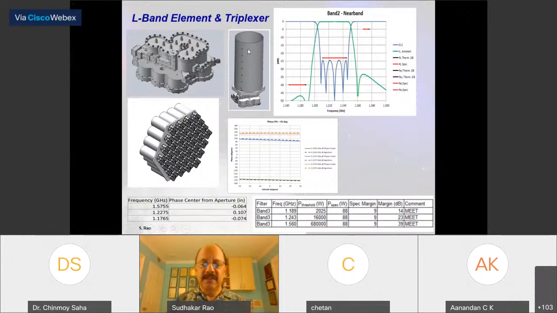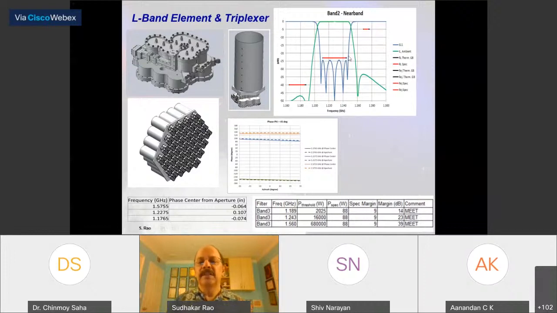So the phase centers are actually, yeah, you can see it here on the bottom left. At L1, L2, and L5, 3 different frequencies, they vary only within 0.05 inches. So we'll get very good phase response, which is important for GPS because that determines the accuracy on the ground, whether it's 1 meter or 10 centimeters or etc.